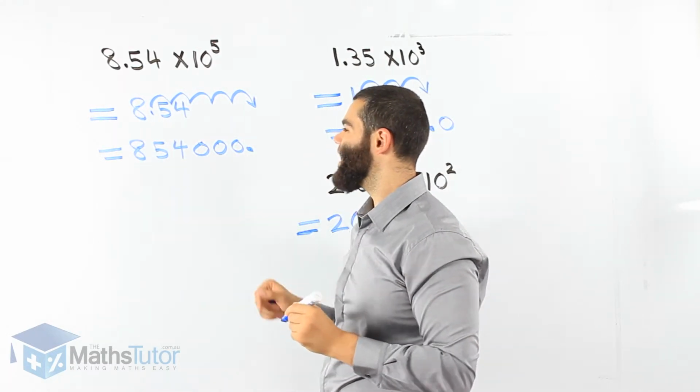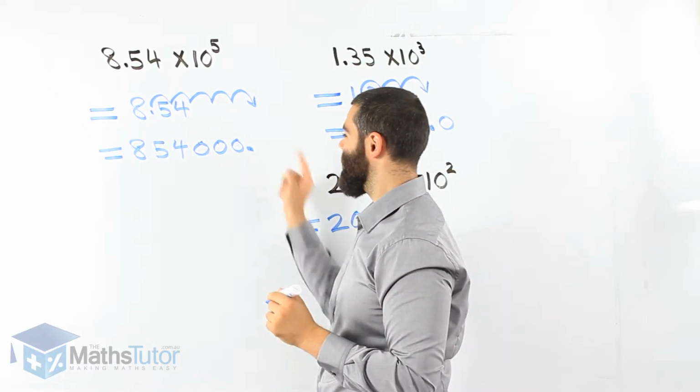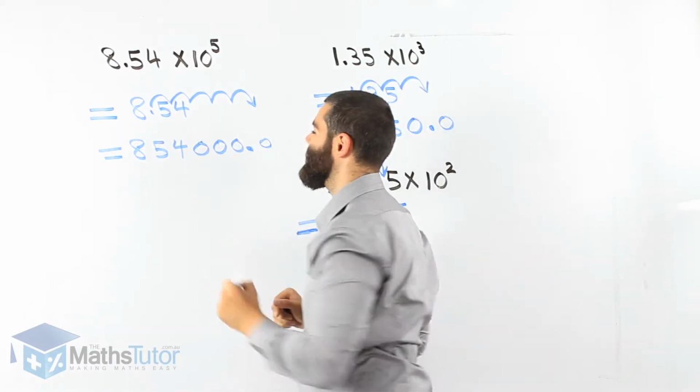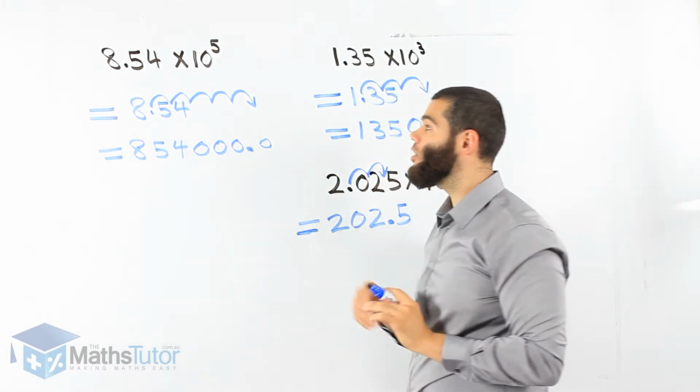So our answer is 854,000. 854,000.0, which is just 854,000. It is that simple. It's easy. Follow the rules.